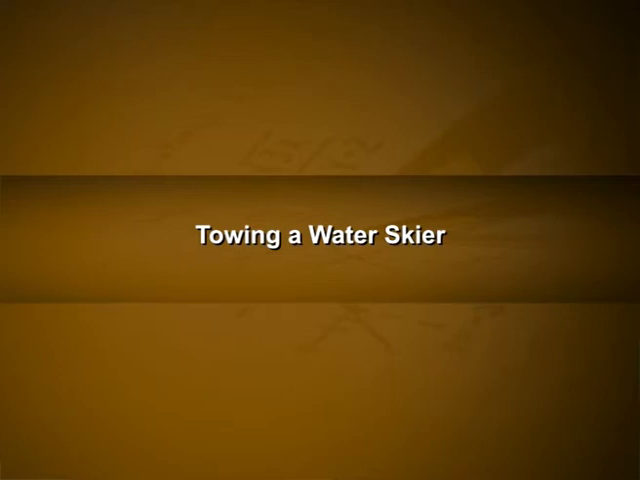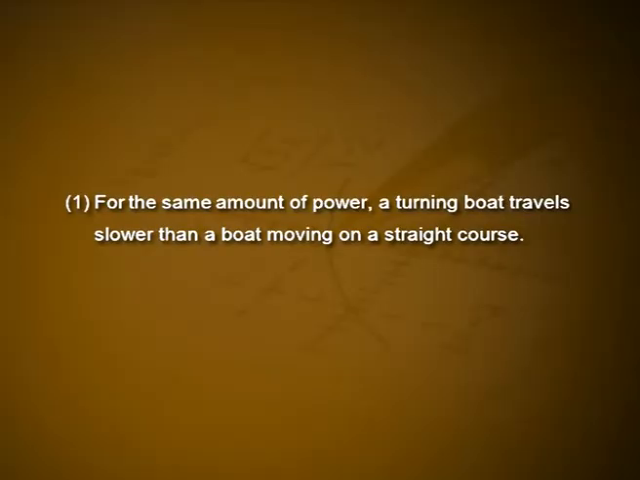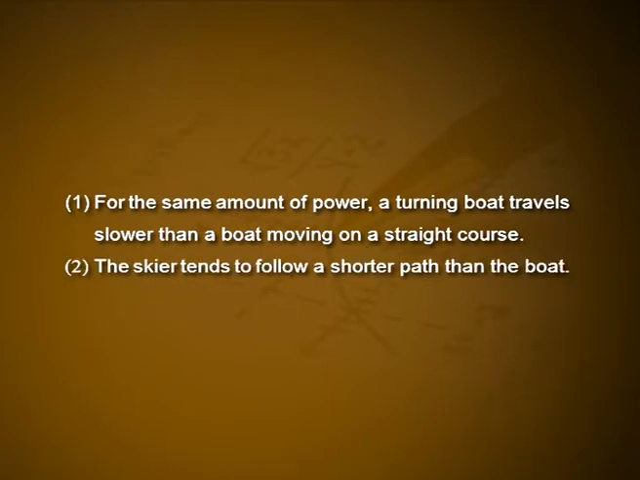Towing a water skier. You may have noticed that a water skier tends to slow down when the boat towing him turns. Two factors influence this. First, for the same amount of power, a turning boat travels slower than a boat moving on a straight course, and second, the skier tends to follow a shorter path than the boat. Can we model the situation? Let us look at the skier first.